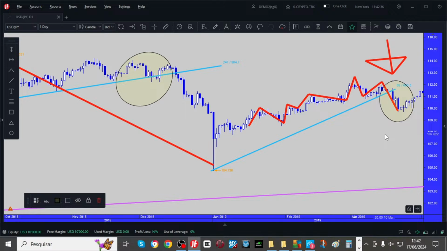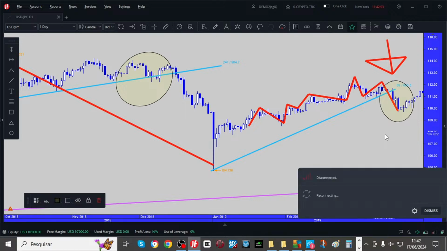If you speculate, meaning you are not trading from what you see, you are trading from what you think is going to happen, you are going to be a losing analyst. You are not a trader yet, you're going to be a loser analyst.